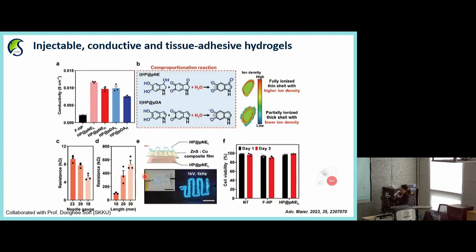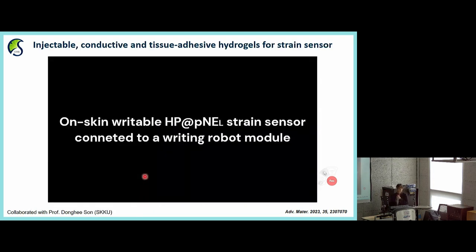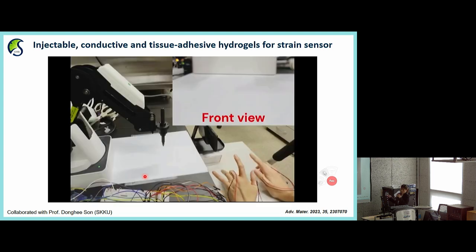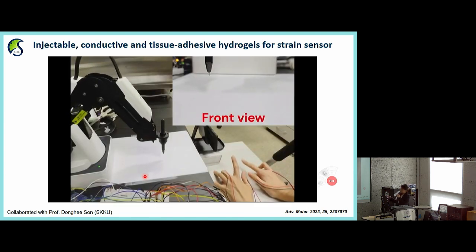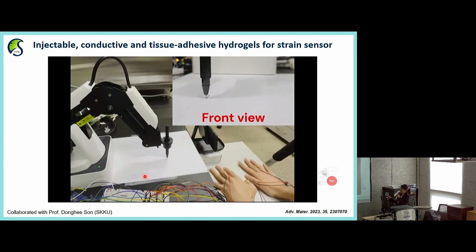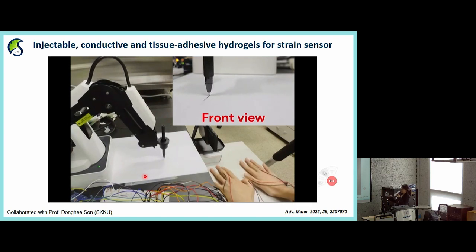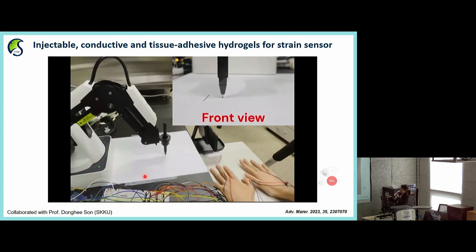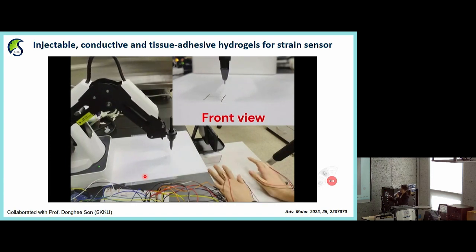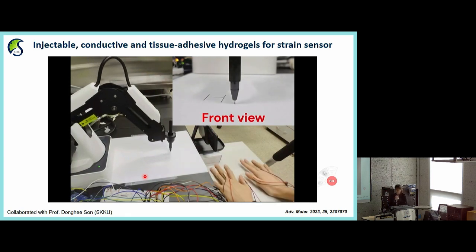So we also checked the conductivity, like here, the resistance. It is not a very high value, but it is enough for sensing human motion. So using this hydrogel as a strain sensor, we print that hydrogel on the finger. Like here, you cannot see it well, but there is hydrogel on the finger. So we checked the hydrogel's capability for finger motion sensing, and then we connected this robotic arm for writing some letters based on the hydrogel materials.